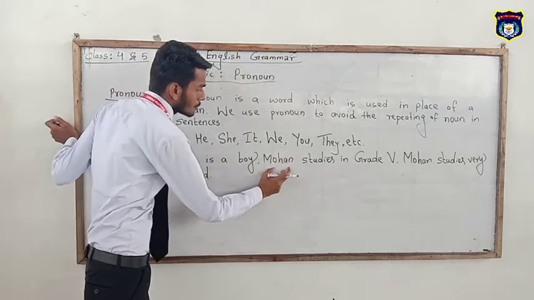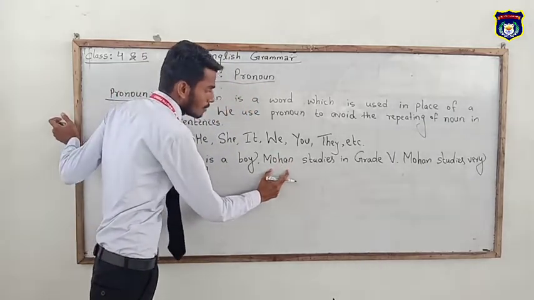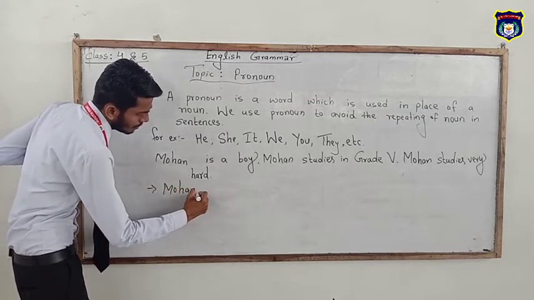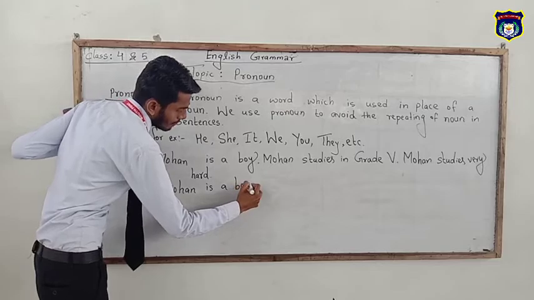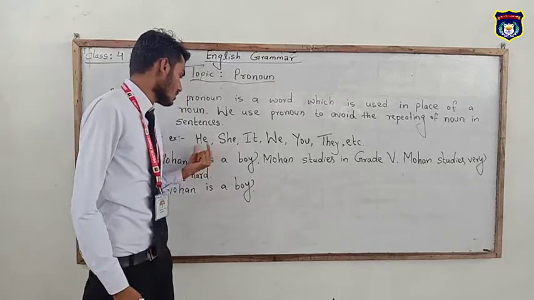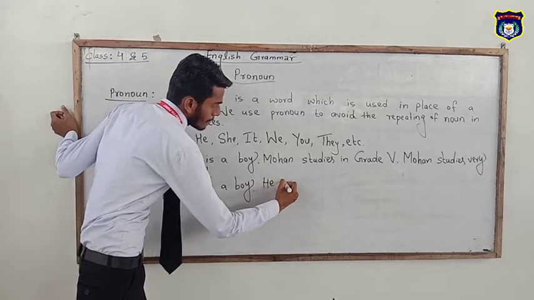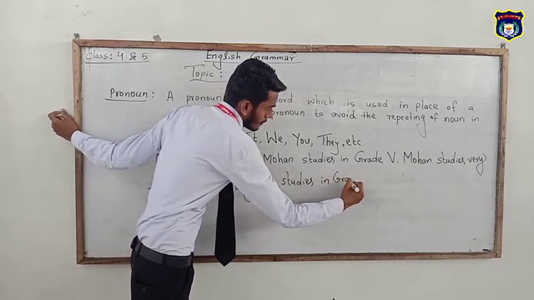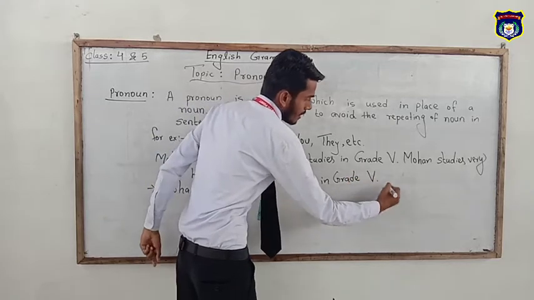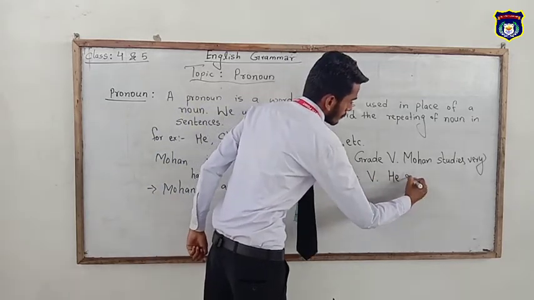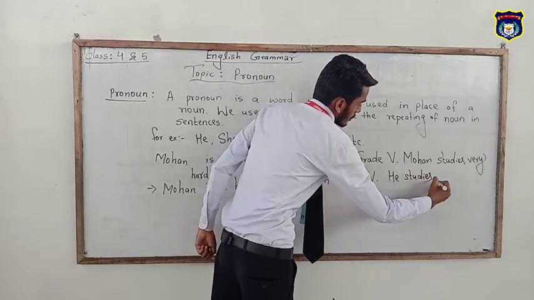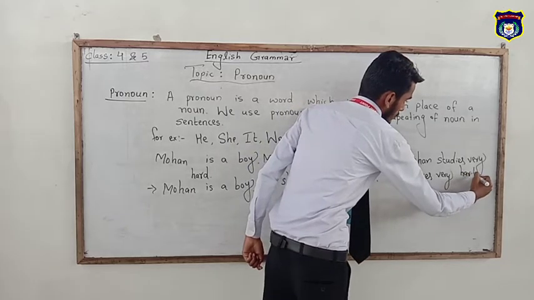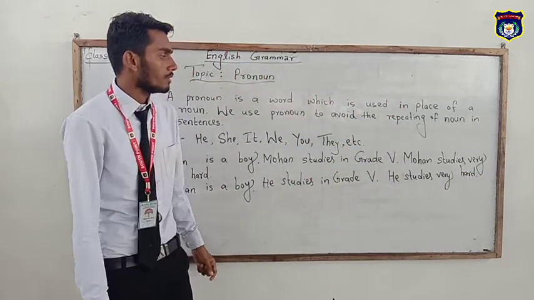And to avoid repeating of this noun, we use a pronoun. Just like, first we have to write the first name. Mohan is a boy, and then instead of Mohan, you use he. He studies in grade 5. He studies very hard. So, to avoid the repeating of a noun, we use a pronoun.